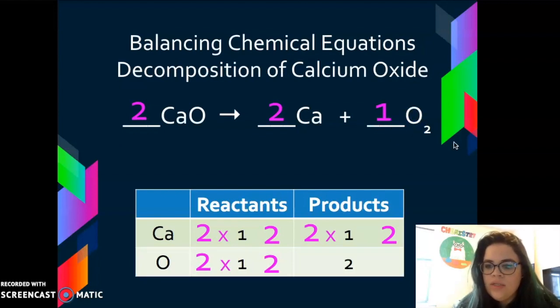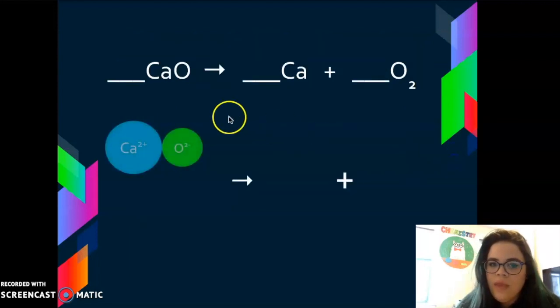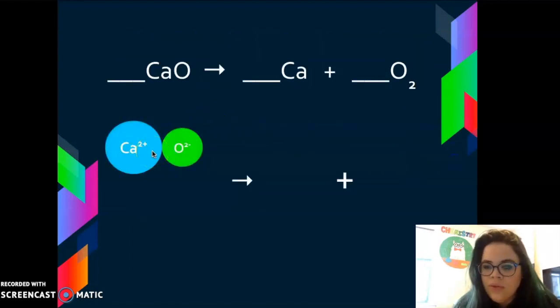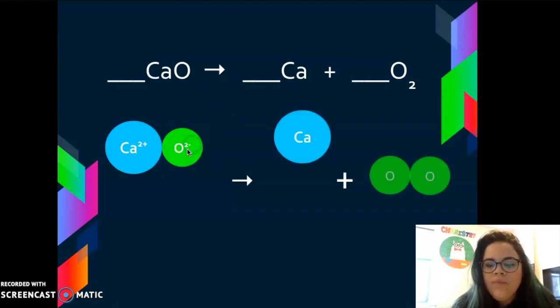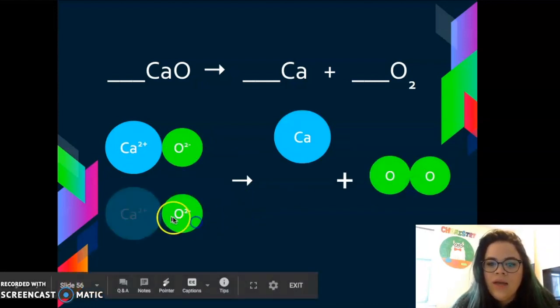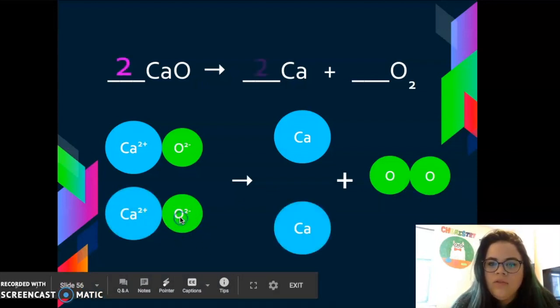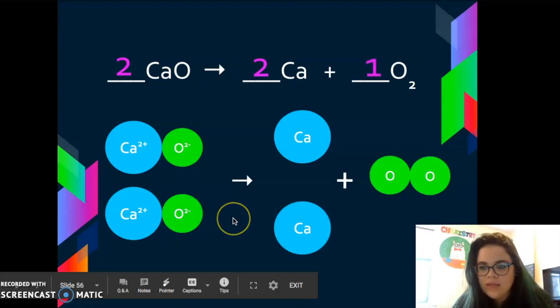Or you can use the diagrams like I did before. You can either draw circles where you label them, use X's, O's, things like that. And if you notice here, with just 1 of each, it looks like an oxygen has appeared out of thin air. So I'm going to double the oxygens, but to do that, you have to double everything that comes with the oxygen. And that also doubled my calciums here at the end.